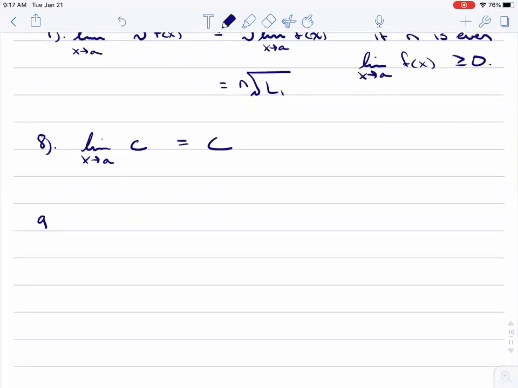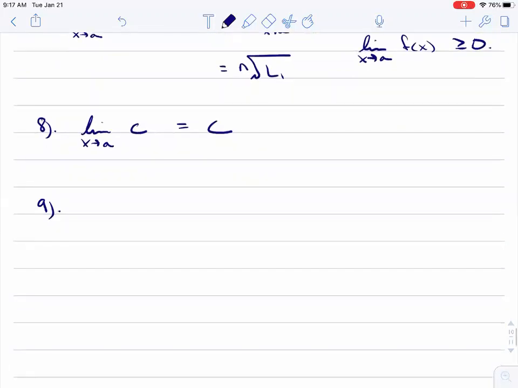And the 9th law says that the limit as x approaches a of x is going to be a. Because now you're saying, well, y equals x, so they're going to have the same. The input is the output. So if x is approaching a, that means that y is approaching a, and so then the limits are the same.